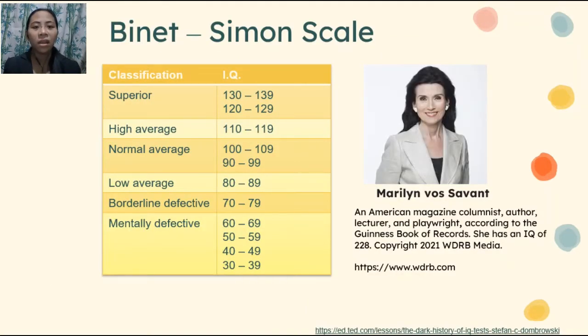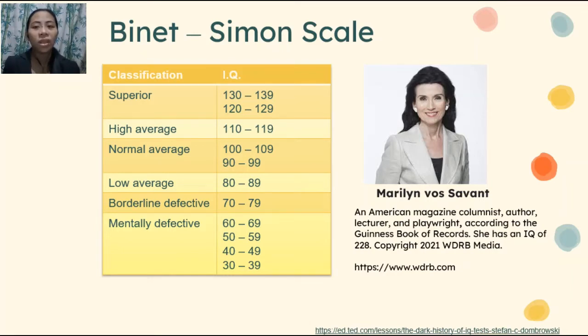On the Binet-Simon scale, anyone with a score under 70 is classified as definitely feeble-minded or mentally defective. A score between 70 and 79 would indicate borderline deficiency. A score between 80 and 89 would indicate dullness or low average. Most people have a score between 90 and 109, which means they are classed as having normal or average intelligence.